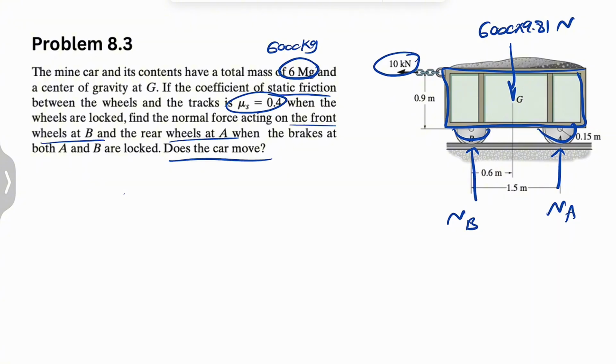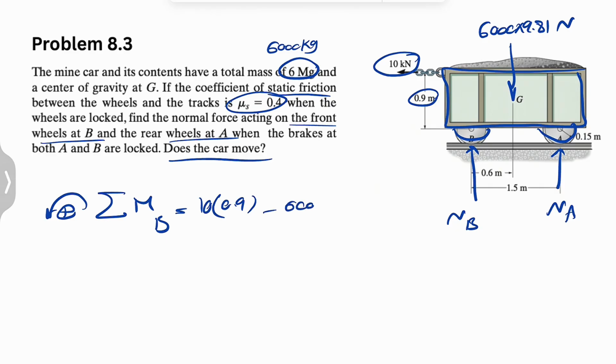And because we're interested in the normal force on the front and back, we can start with the moment equation about either point A or B. And we have our sign convention. So we're going to have the moment of the 10 kilonewton, which is counterclockwise. So positive 10 times the distance is 0.9. We have the weight, which is clockwise. So it's going to be negative 6,000 times 9.81 times distance is going to be 0.6.